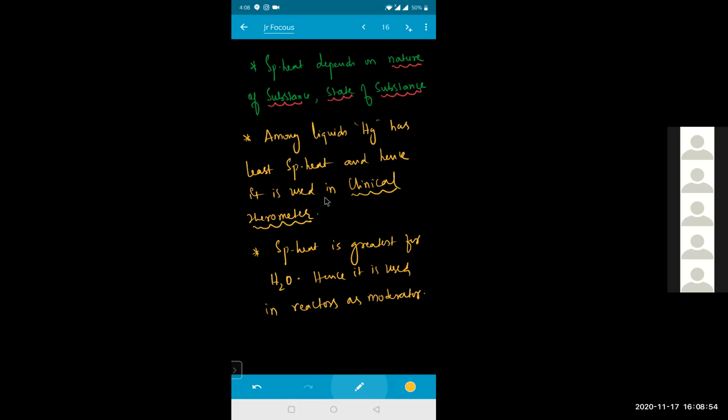Two points bahut zyada important hai apne competitive examination ke liye. Which is having the least specific heat? Mercury. So it is used in the clinical thermometer. And specific heat is greatest for water. That is the reason it is used in the reactors as moderators. Is it clear for everyone?